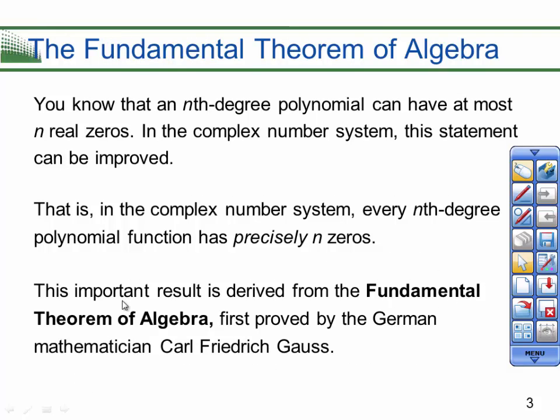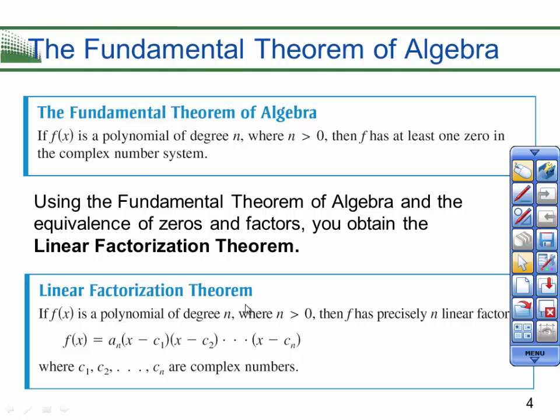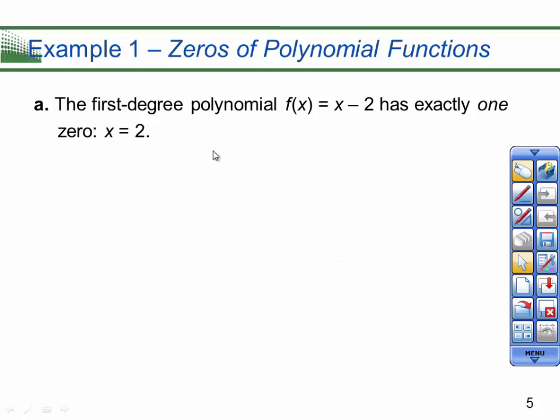Okay, so first of all, the fundamental theorem of algebra. In a complex number system, every nth degree polynomial has precisely n zeros. Okay, it's real simple. So if our function has degree n, where it's positive, then it's got at least one zero in the complex number system. And specifically, it's got n zeros. Okay, we can factor these linear factors, which we've been doing. Let's take a look at an example then.